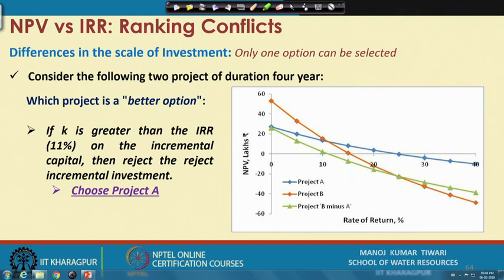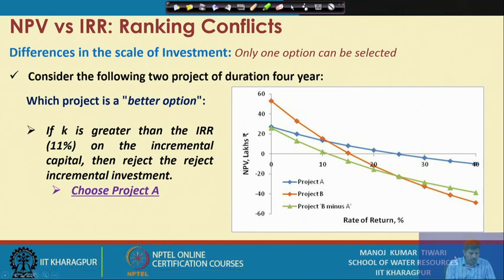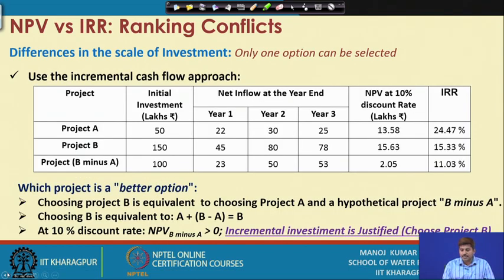Based on the NPV profile, or NPV at a desired rate, we can realize where we stand. If we go back to the earlier slide, we see that the NPV at 10% was positive even for project B minus A. So, it automatically tells us that the additional investment I am making is justified here.